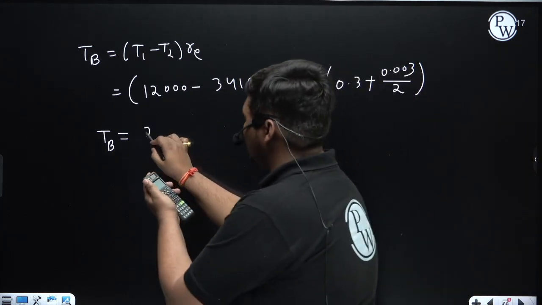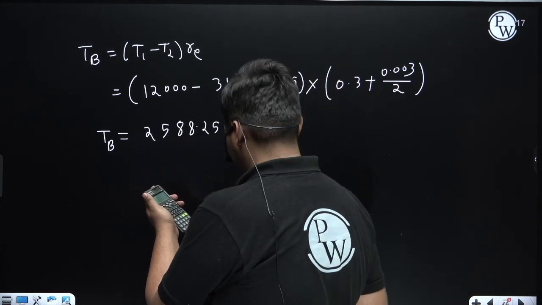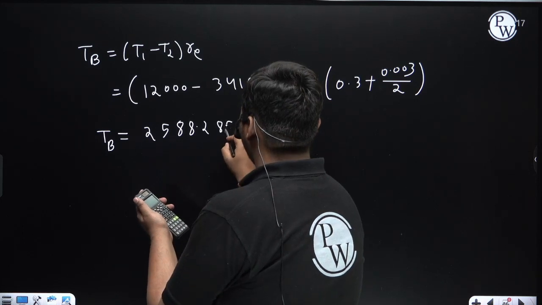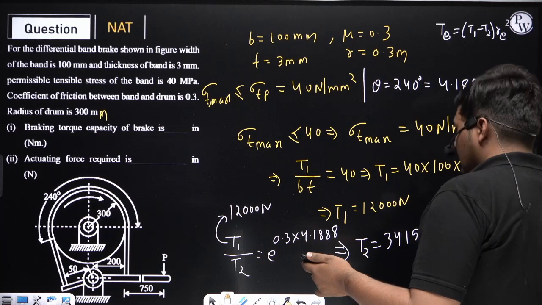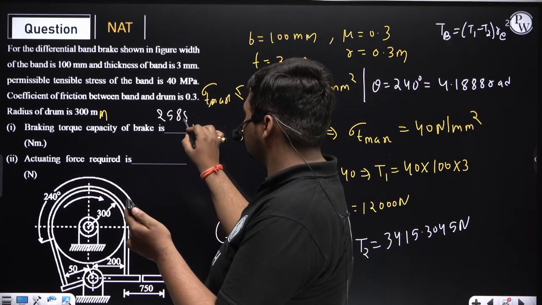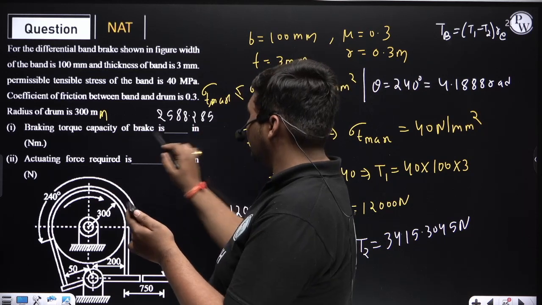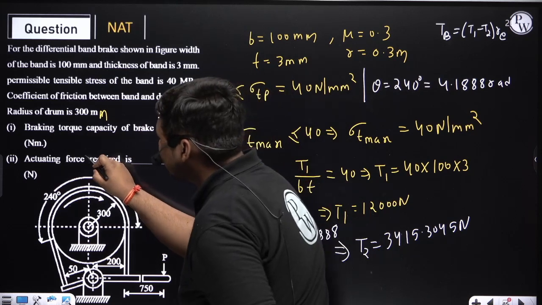It is coming 2588.285 Newton meter. So braking torque is coming 2588.285 Newton meter. Okay. Second, examiner is asking actuating force. Actuating force means braking effort.